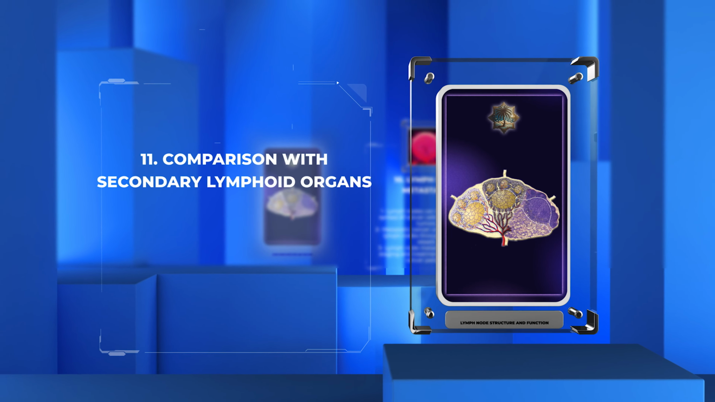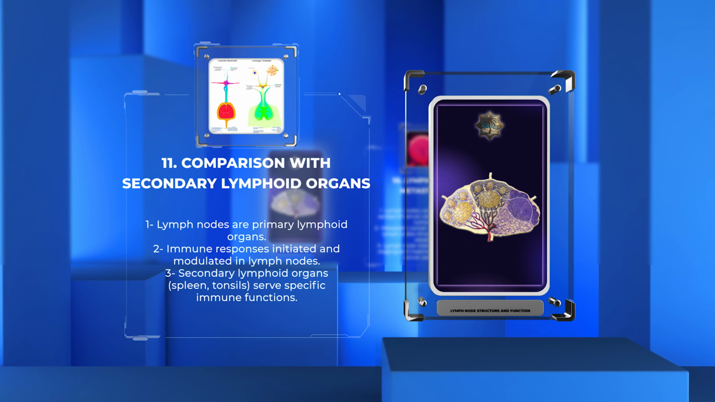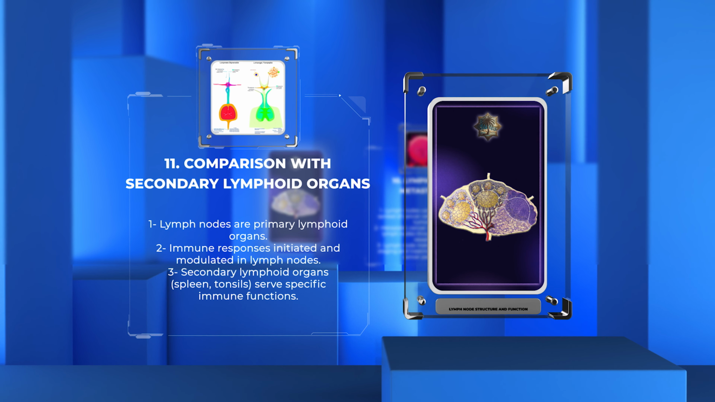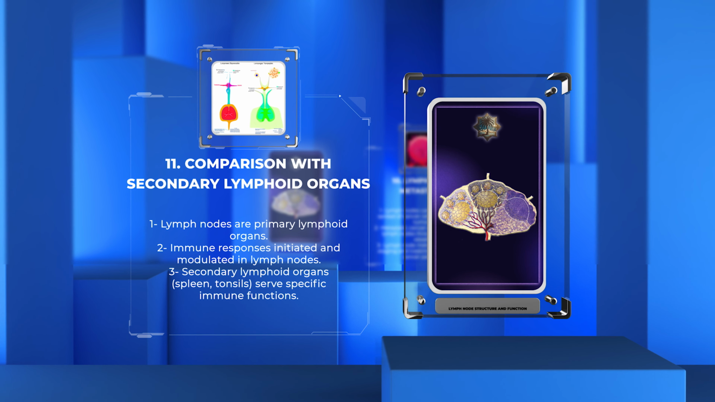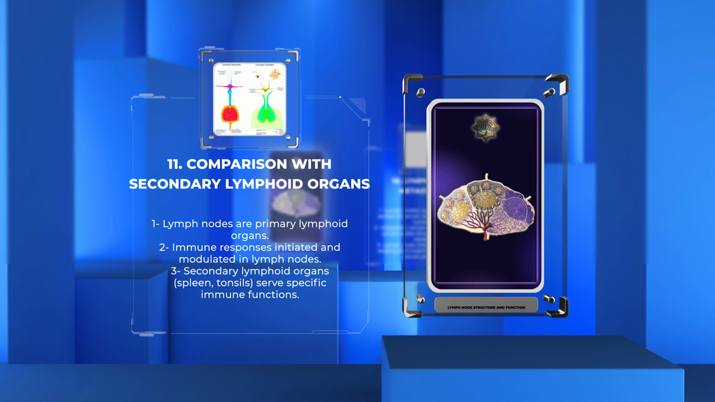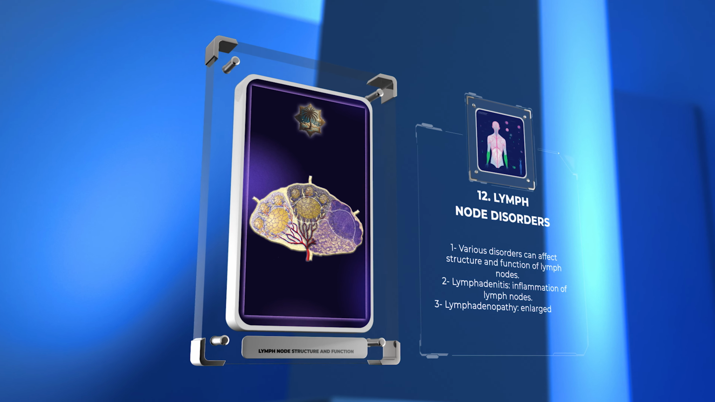Lymph nodes are primary lymphoid organs, where immune responses are initiated and modulated. Secondary lymphoid organs, such as the spleen and tonsils, serve specific functions in immune surveillance and response. Comparing the structure and functions of lymph nodes with these secondary lymphoid organs provides a comprehensive understanding of the immune system as a whole. Various disorders can affect the structure and function of lymph nodes.